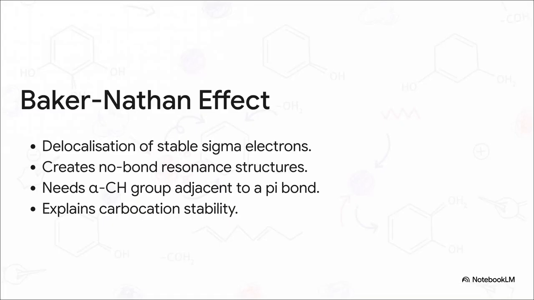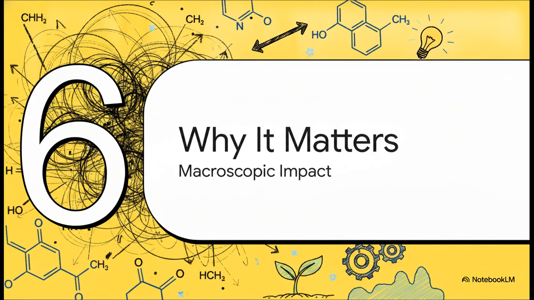Often called the Baker-Nathan effect, this whole phenomenon requires an alpha CH group adjacent to a pi bond. And when it happens, it literally results in canonical forms where, temporarily, there's absolutely no bond at all between a carbon and a hydrogen. This bizarre no-bond resonance perfectly explains why carbocations with multiple alkyl groups attached are vastly more stable than those without. They just have way more of these sigma bonds willing to jump in and share the load. Section 6. Why electron displacement matters.